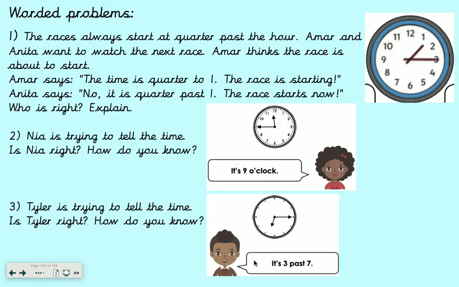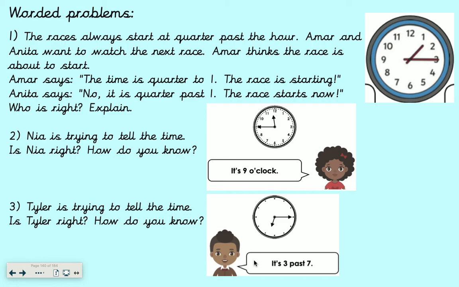Let's move on to some worded problems, as we are all superstars at these. So I'm going to read the first one for you, and then you're going to have a go at number 2 and number 3 independently. So, the races always start at quarter past the hour. Amar and Anita want to watch the next race. Amar thinks the race is about to start. He says, the time is 1:45. The race is starting. Whereas Anita says, no, it's 1:15. The race starts now. Who is right?